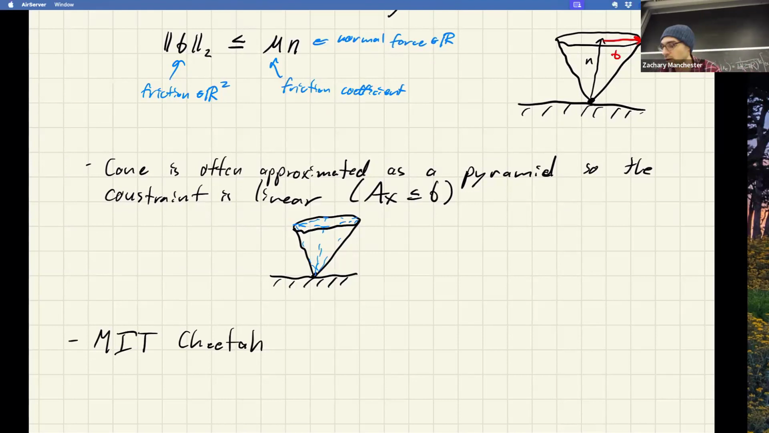Cool. All right. So MIT Cheetah does this. And basically, this is the standard MPC setup on a quadruped. This is what everybody does.